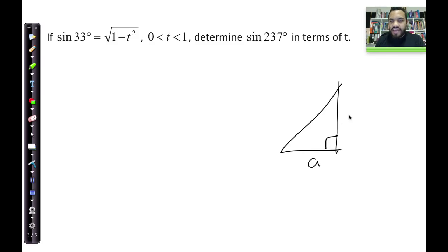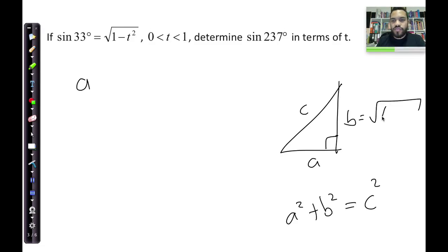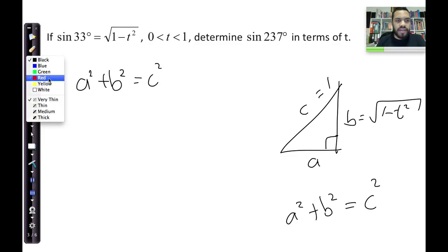Anyway, if this is A and this is B and this is C, Pythagoras says that this side squared plus the other side squared is equal to this side squared over here, which is C squared. Now using that relationship, if I know that this side here, B, is equal to the square root of 1 minus t squared, and I know that C is equal to 1, what is the value of A? Well, simply A squared plus B squared is equal to C squared for this Pythagorean relationship over here. And I get the following.